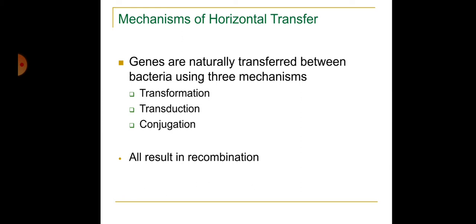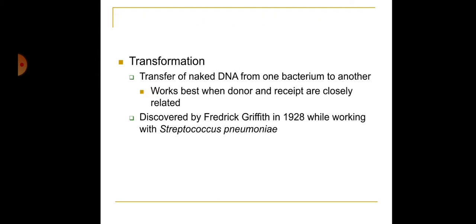Now, what are the mechanisms of horizontal gene transfer? Genes are naturally transferred between bacteria using three mechanisms: first is transformation, second is transduction, and third is conjugation. All three result in recombination of genes.